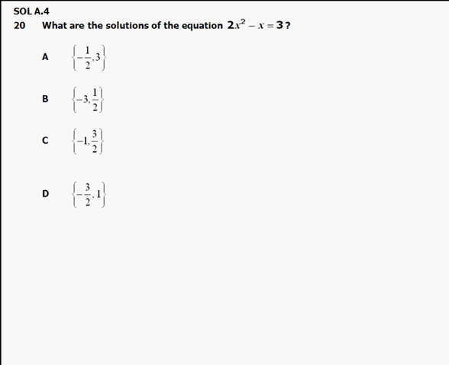Number 20. What are the solutions of the equation 2x squared minus x is equal to 3? This is a quadratic equation, meaning a second degree equation, so we would expect two solutions. Note that all four options have two solutions.